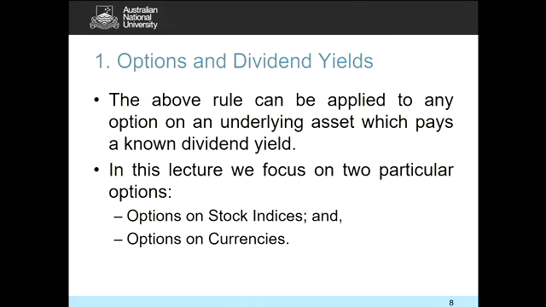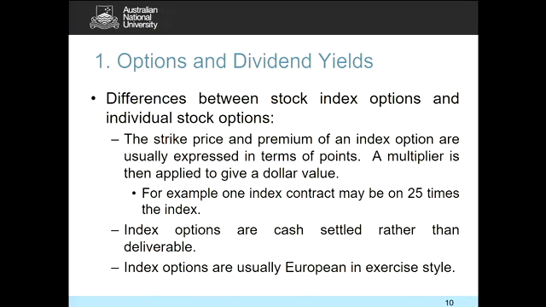So you can buy and sell options on the ASX 200. And the ASX 200 gives you a dividend yield. At the moment, it's about 5%. So q, if you like, would be about 5%. So how do stock index options and individual stock options differ?